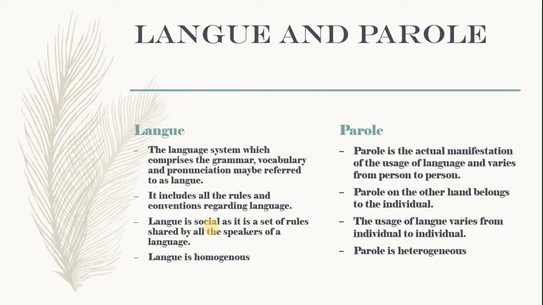Langue means that the rules of grammar, syntax, vocabulary and pronunciation are the same for all, whereas parole is heterogeneous, which means that each individual utterance is different. Isn't each individual utterance different in origin too? So, parole is heterogeneous, langue is homogeneous. I hope that it was clear.